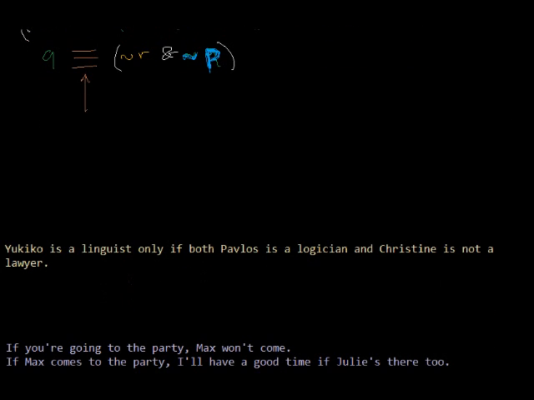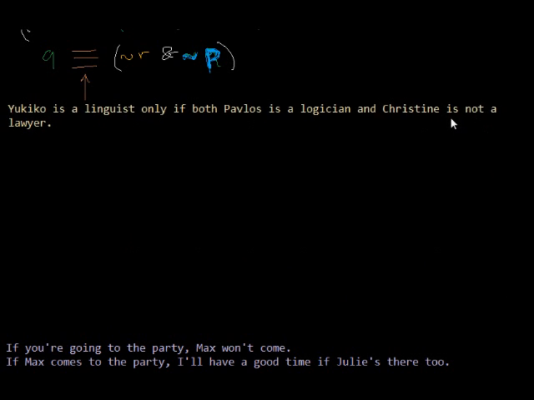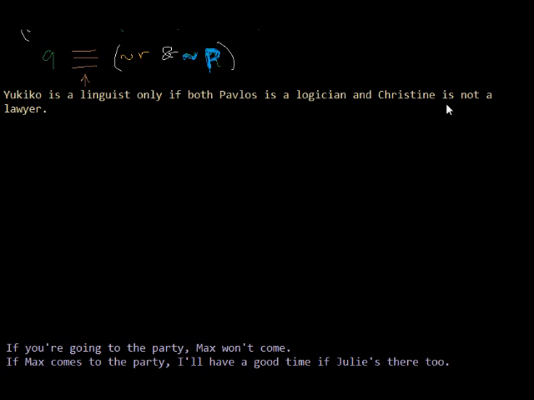So here is an example that's from our textbook. It's from one of the early chapters, and it's kind of like a little toy example. But it's kind of good, I think, for getting the really basic stuff down. So Yukiko is a linguist. We'll call that P, of course. Only if both Pavlos is a logician and Christine is not a lawyer.